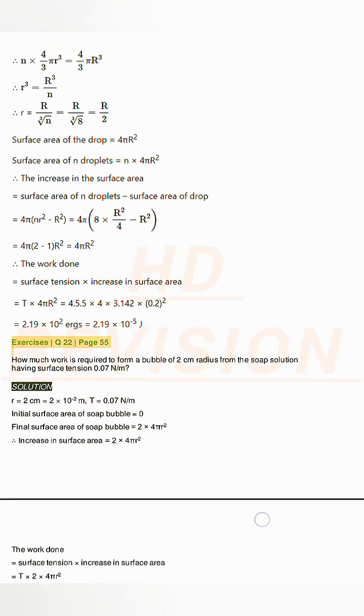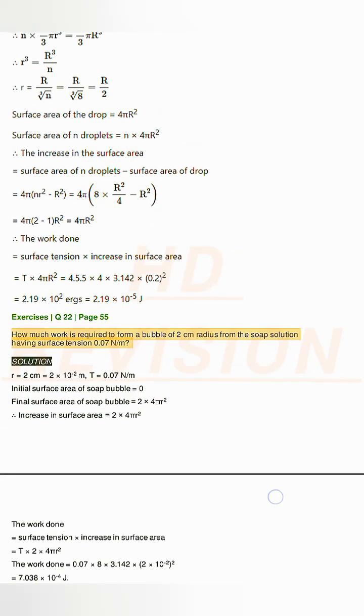Exercises Q22, page 55. How much work is required to form a bubble of 2 cm radius from the soap solution having surface tension 0.07 N per meter? Solution. r equals 2 cm equals 2 times 10^-2 m, T equals 0.07 N per meter.